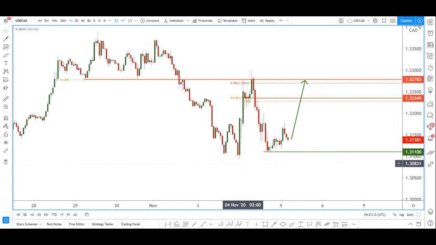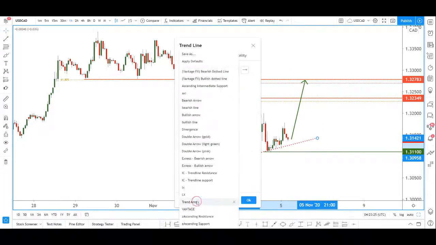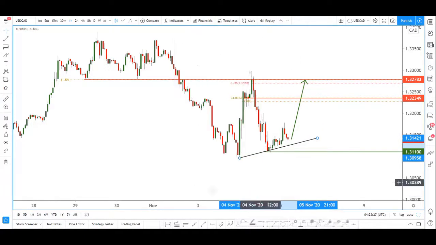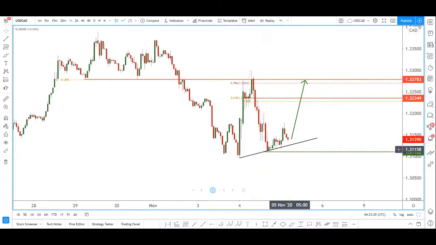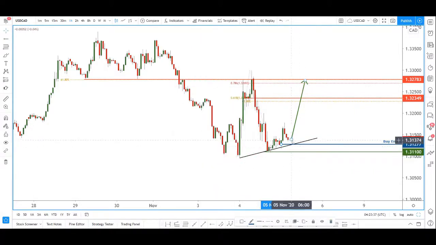Now, we can see that price is holding very nicely above this very small trend line over here. Connect the lows, touching as many candlesticks as possible without cutting the candle bodies. We have a nice ascending trend line. So the entry can be at the trend line level. This can be a buy entry. You can have a buy entry over here.